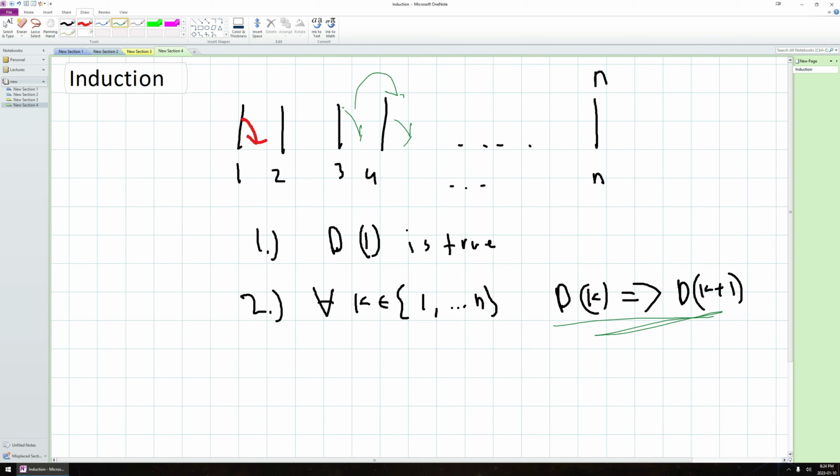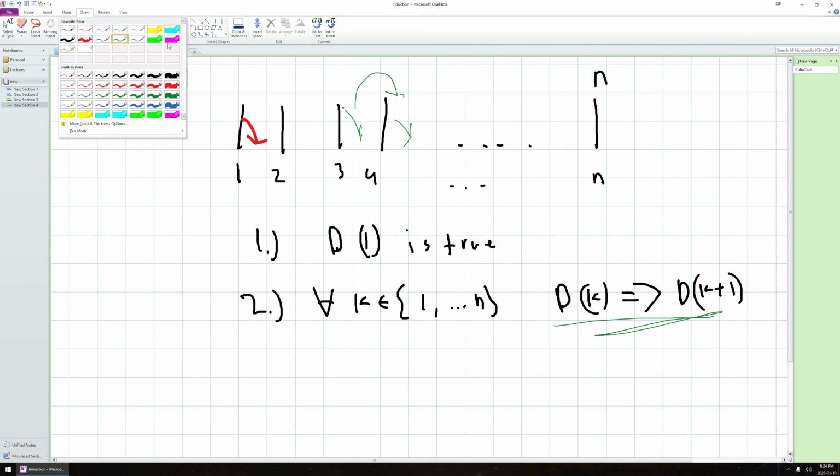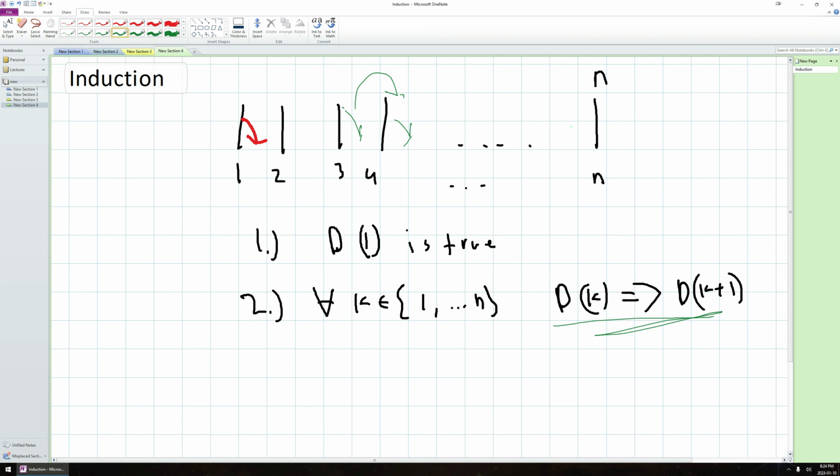Okay, so if I put these two statements together, let's ask a question. Does domino number n fall down? If it is true that the nth domino falls down, how would we know it falls down? So just think about that for a little bit. Do all the dominoes fall down under these two assumptions? Well, if you think it through, the answer pretty quickly becomes, yeah, they should, right?